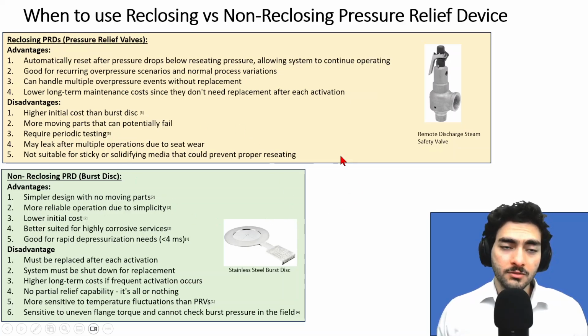The disadvantages of a pressure relief valve are that it usually has a higher initial cost than a burst disc, which is a non-reclosing pressure relief device. It has more moving parts, and so it can potentially fail.